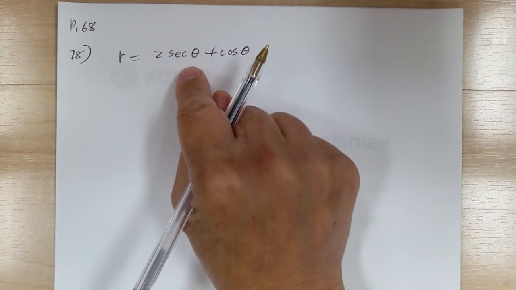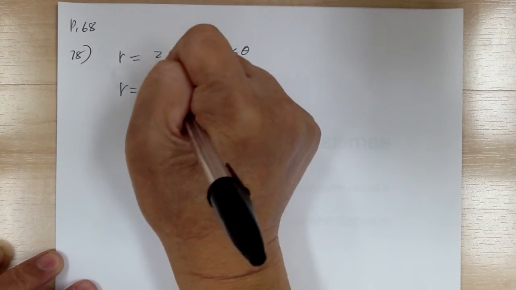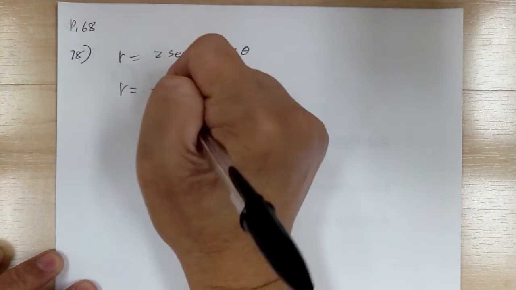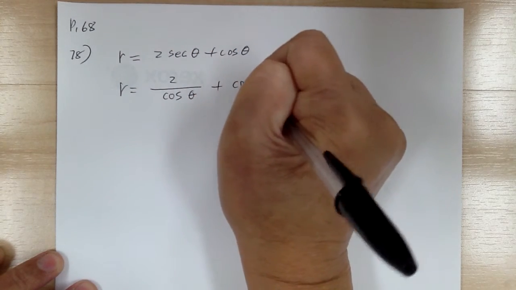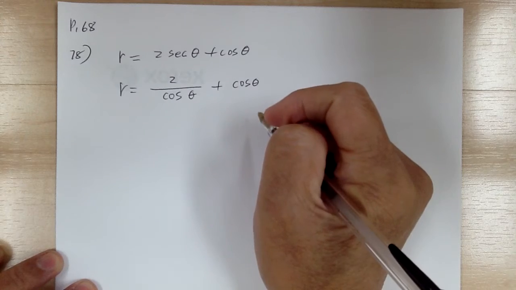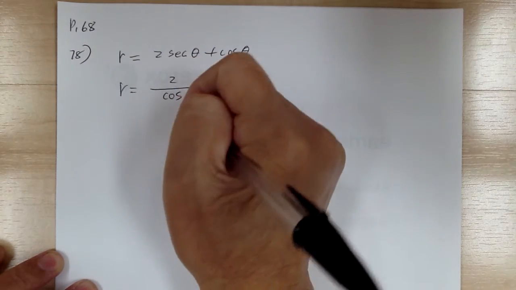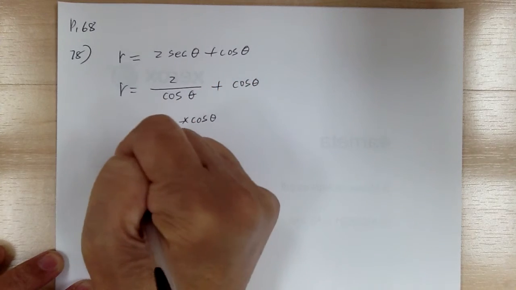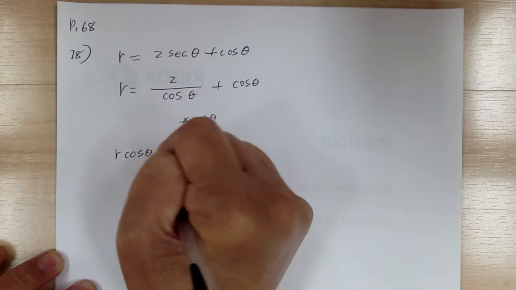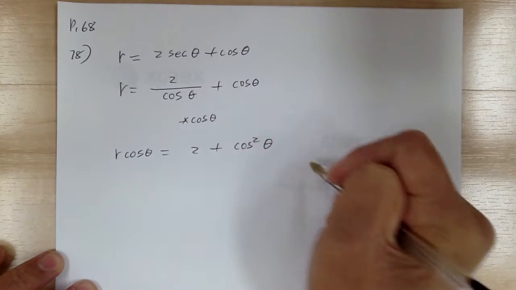Okay, so first we need to change this into sine or cosine. So r equal to 2, secant is 1 over cosine, so this would become 2 over cosine theta plus cosine theta. And next, let's go and get rid of the fraction. So multiply by cosine theta. So you're going to get r cosine theta equal to 2 plus cosine squared theta.